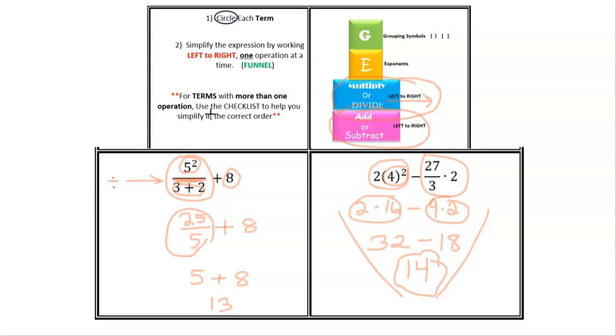Finally, if you've done the grouping, the exponents, and you've multiplied and divided and cleaned all your terms up, and all you have left is numbers that are being added or subtracted, you simply take care of the math left to right, one subtraction or addition at a time.